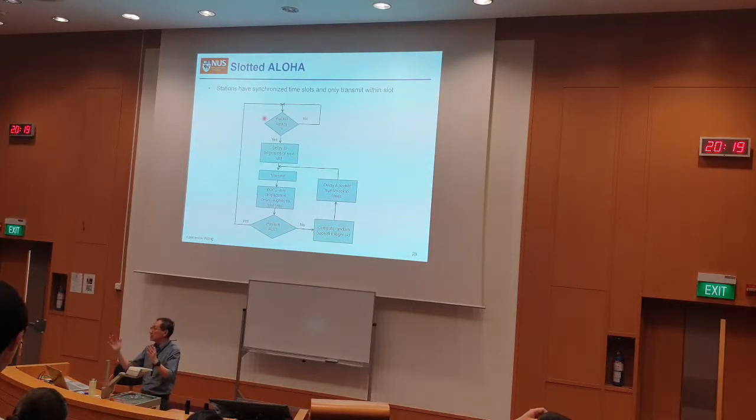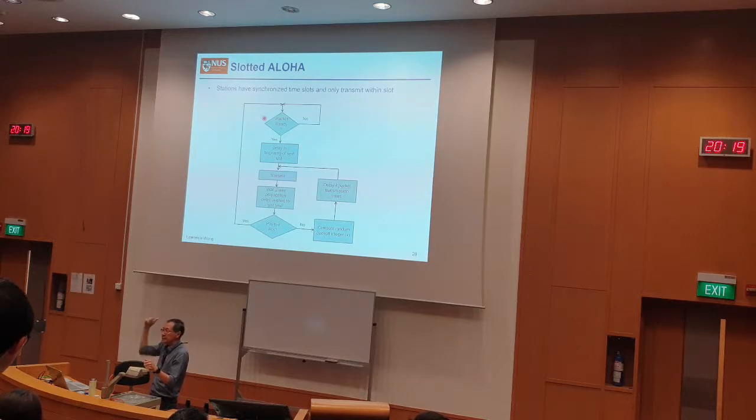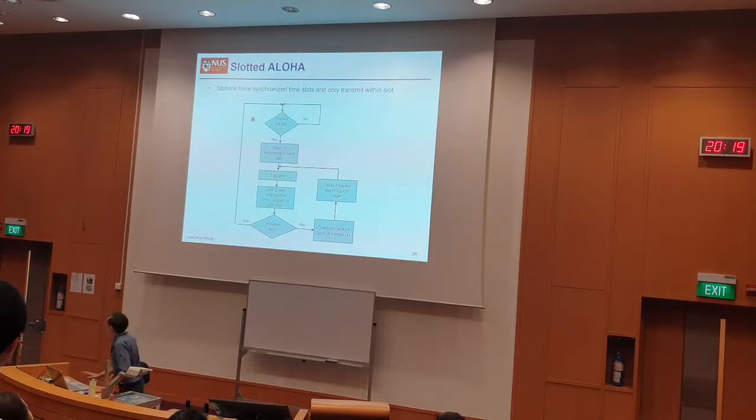Previously, it was 2 TXM. Now your collision window is half. And because your collision window is half, when you do all these maths, everything is improved by double. Okay? So that's what I have. So this is the protocol.